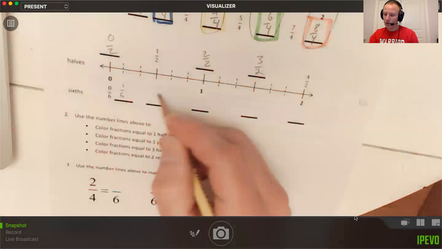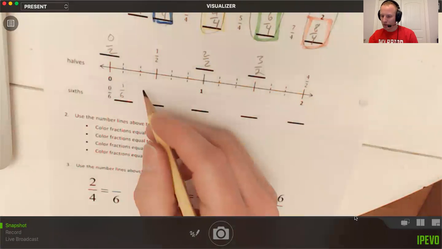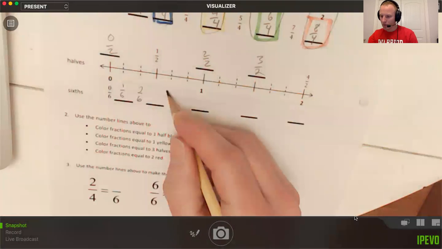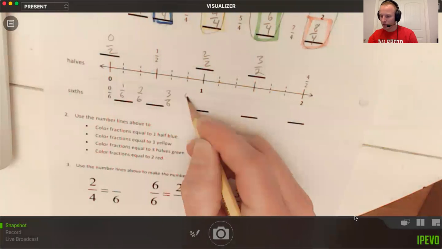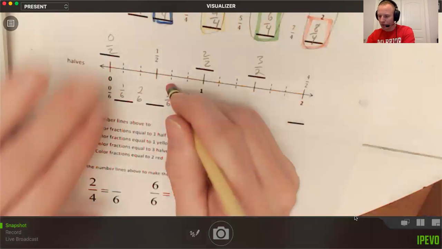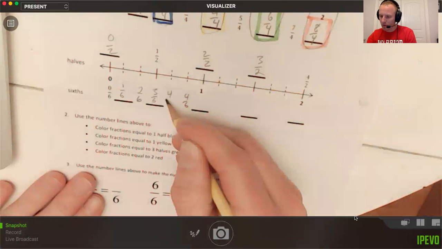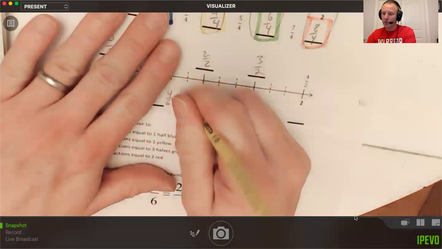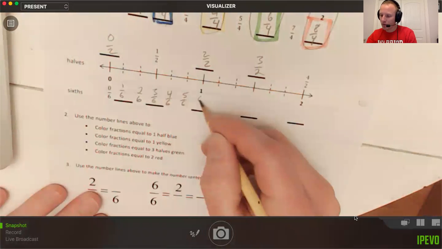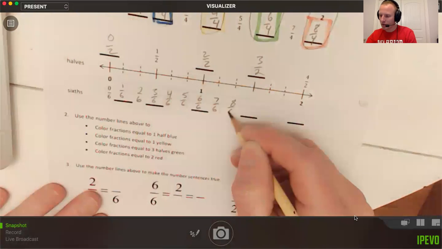1, 6. I don't like how they did this. I'm going to label it under where they actually are. 2, 6, 3, 6, 4, 6. Oh, sorry, 3, 6 goes here. 4, 6. There aren't nearly enough lines on this bottom one. 5, 6, 6, 6, 7, 6, 8, 6, 9, 6.